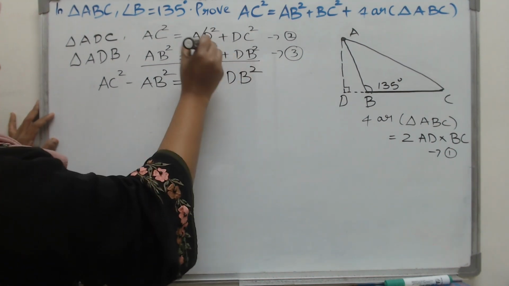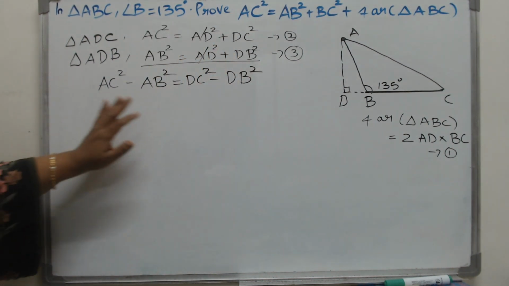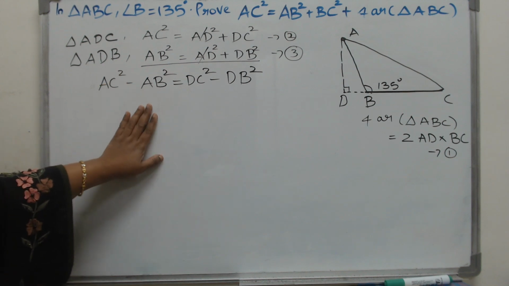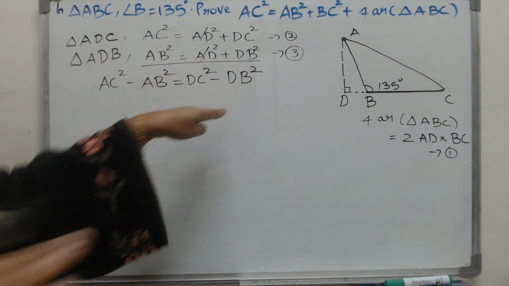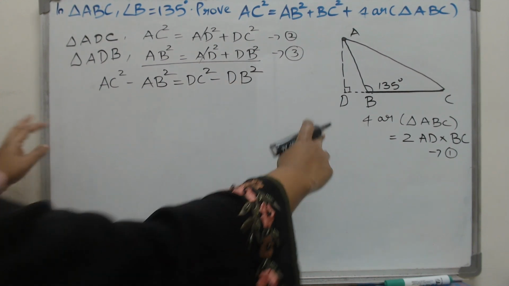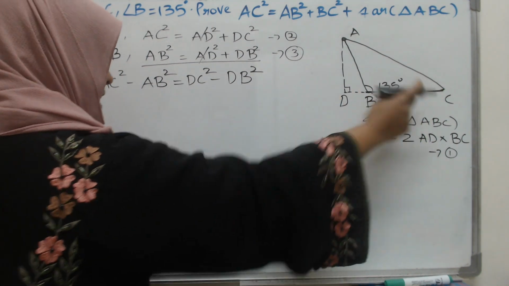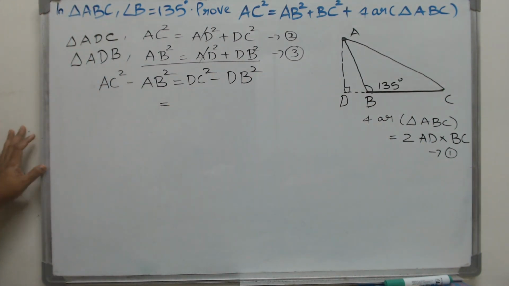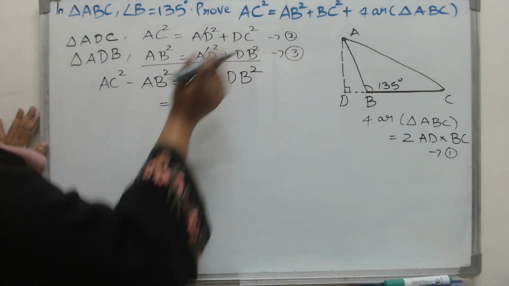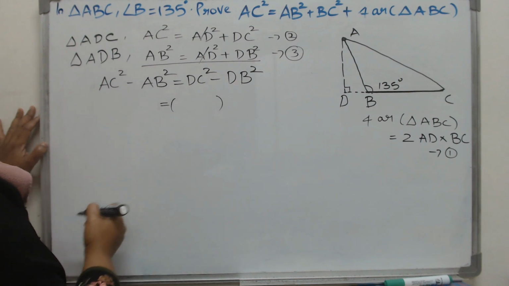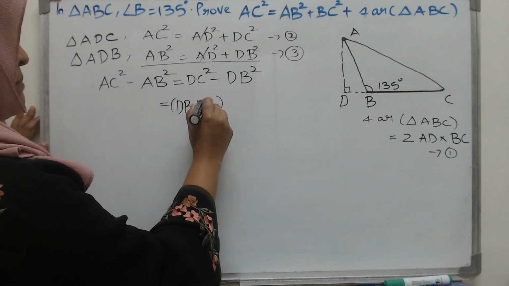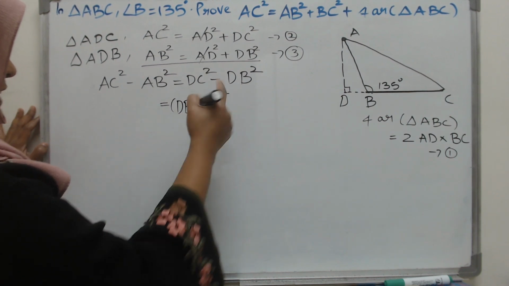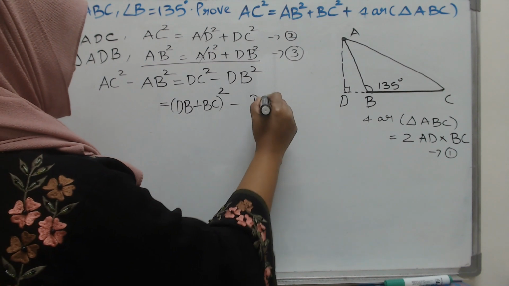You see what has happened here? The 2 equal terms get cancelled because we are subtracting. Now what do you see here? DC and DB, they both lie on the same line, which means you can express one in terms of another. I will keep this one as it is and change DC. How do you change that? Instead of DC, write it as DB plus BC. Do not forget the whole square there.